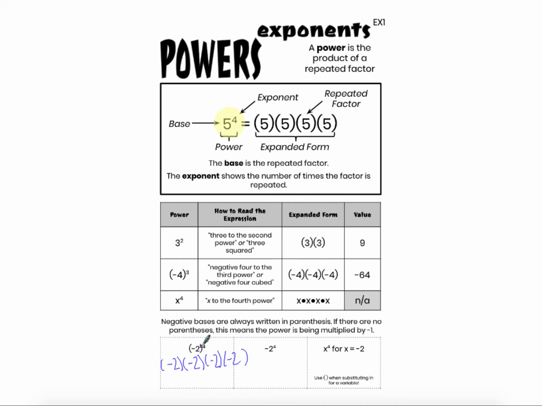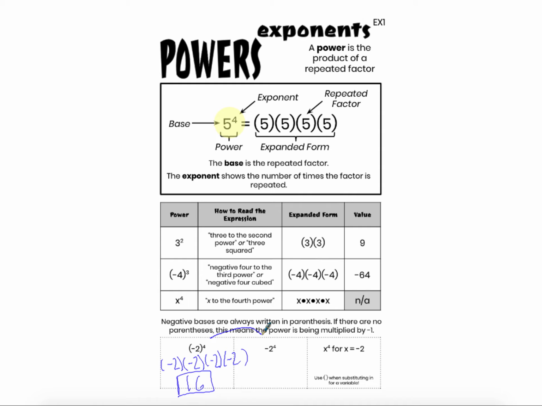The value of this power, negative 2 to the 4th power, is negative 2 times negative 2, positive 4. Positive 4 times negative 2, which is negative 8. And then negative 8 times negative 2, which is positive 16. So again, paying attention to negative times negative is positive, positive times negative is negative, and then negative times negative is positive.